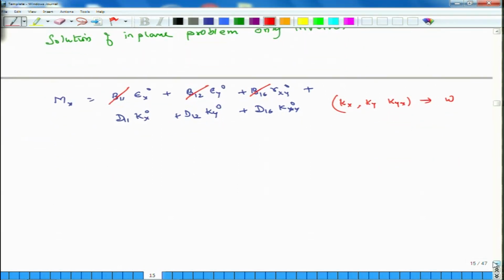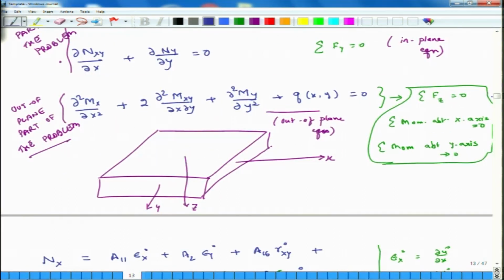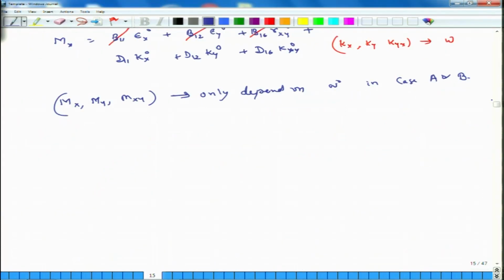They only depend on W. So we know that Mx, and for similar logic My and Mxy, only depend on W, so in case A and B, they only depend on W. And if you look at the third equation, which is the out of plane equation, it only involves Mx, My, Mxy and Q.